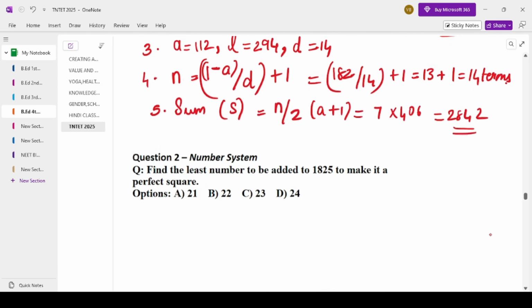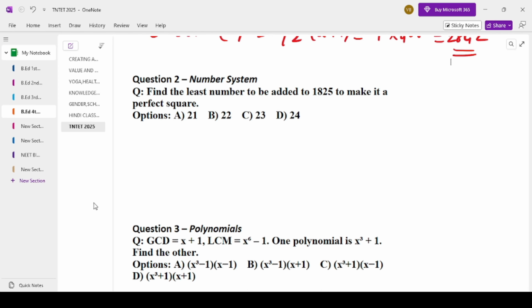Next, look, another question has been asked from number system. If you see what it is: find the least number to be added to 1825 to make it a perfect square. So they are asking what least number should be added to this to make it a perfect square. What is the first step here? So the answer is going to be 24. Let's see how.